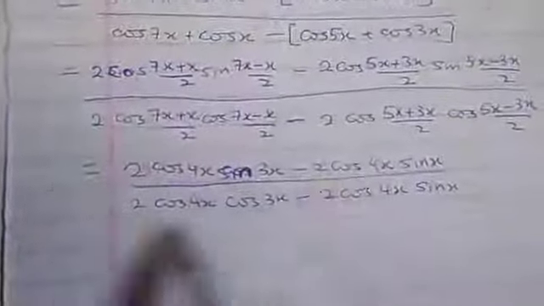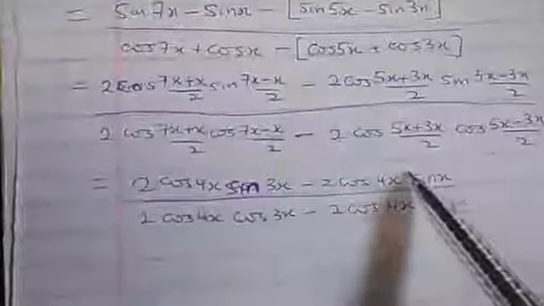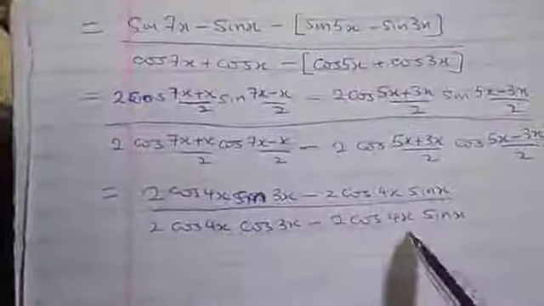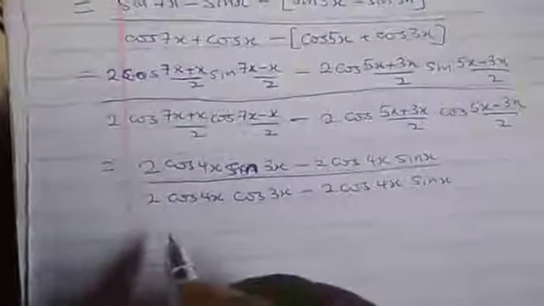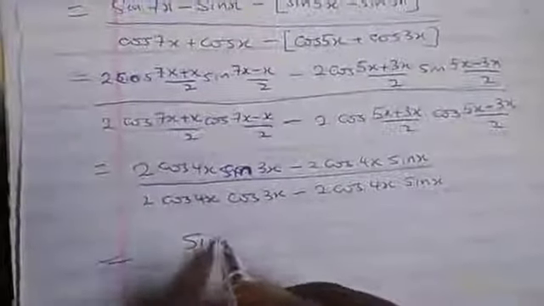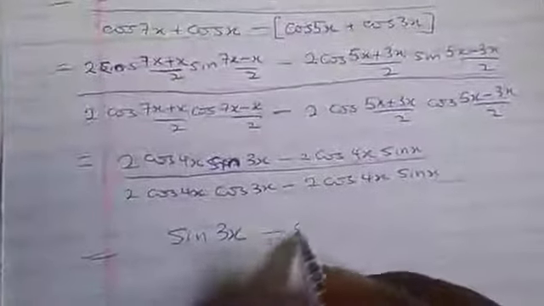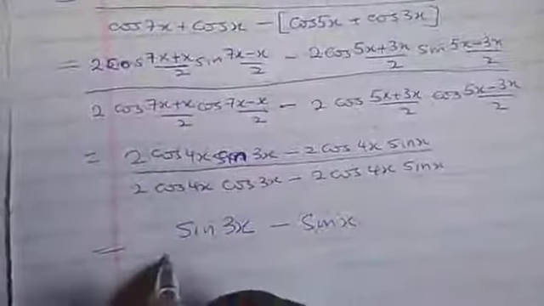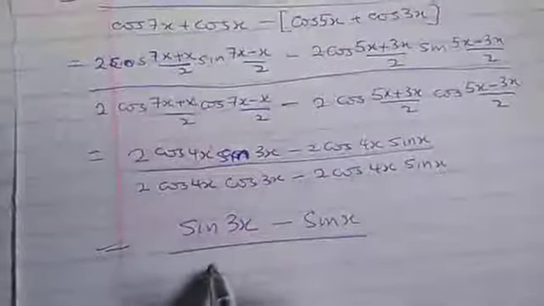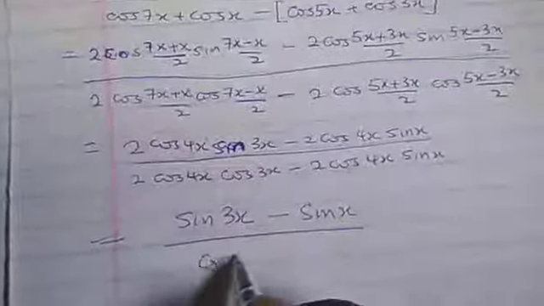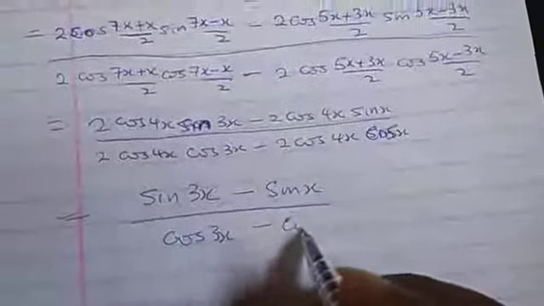So you will now observe that 2 cos 4s is common to this, common to this, common to this, common to this. Since it's common, I can cancel it out, so that I'm going to have sine 3s minus sine x. Since it's common, I'll cancel it out. We are going to have cos 3s minus, this one is cos, not sine, minus cos x.